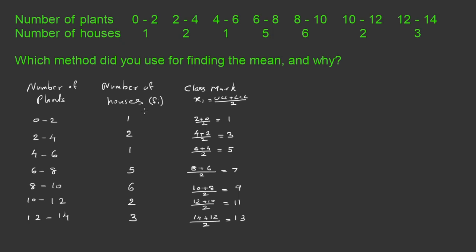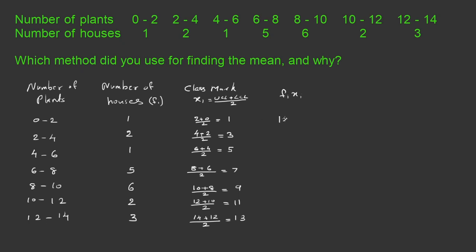Now, look at the numbers. Fi's are 1, 2, 1, 5, 6, 2, 3. They are small numbers. What about the class mark Xi? Xi are also small numbers: 1, 3, 5, 7, 9, 11 and 13. Since Xi are small numerical values, we can use the direct method. So I need to find Fi Xi.